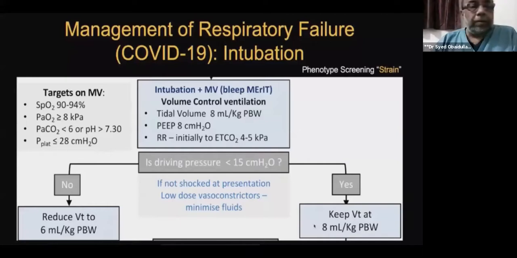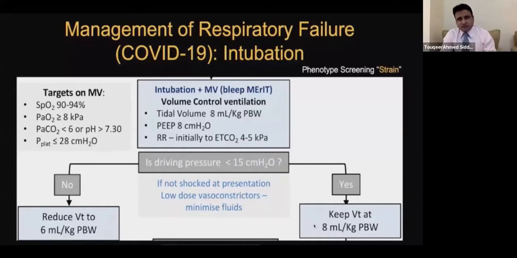Now, you know about the saturations. This is the GSSTT protocol, and the aim is 90 to 94. They're looking at 8 kPa. What they are also looking at is 1 kPa, 7.5 mmHg, for those who want to extrapolate that. And plateau pressure less than 28, ideally less than 28, but less than 30 is fine.